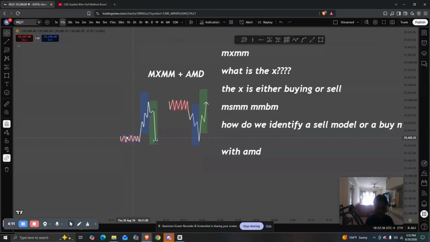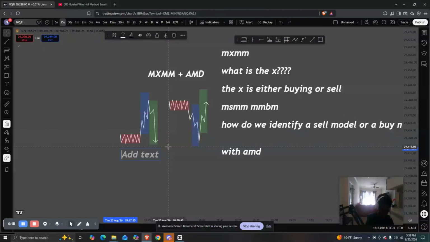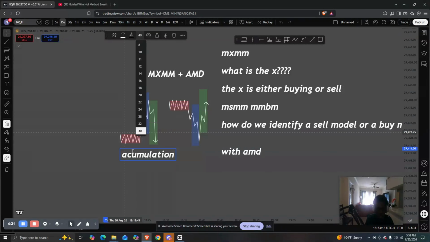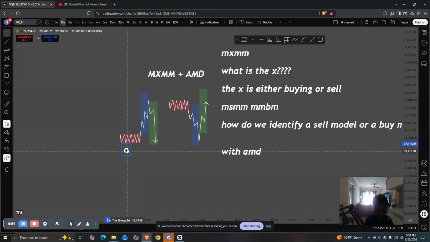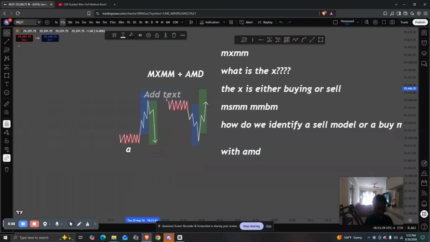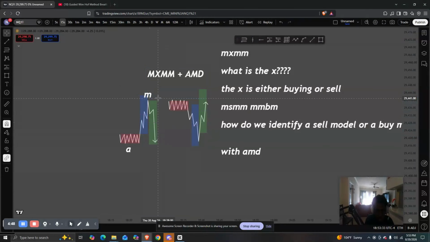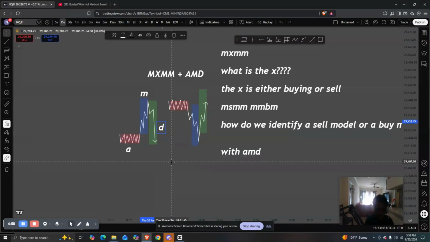As we can see in our charts, AMD is over here. So this would be accumulation. We're just going to put A. This is the accumulation, this is the manipulation, and this is the distribution.